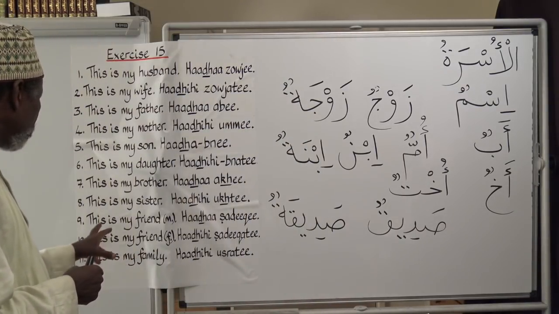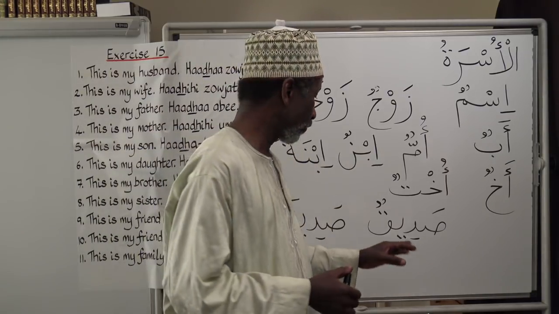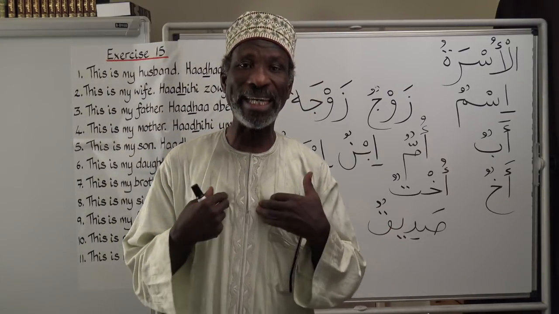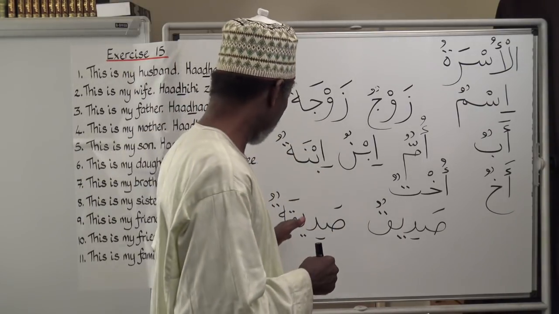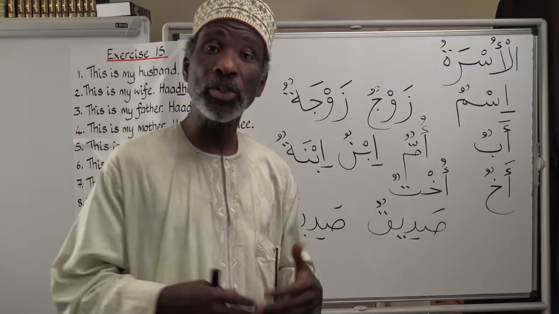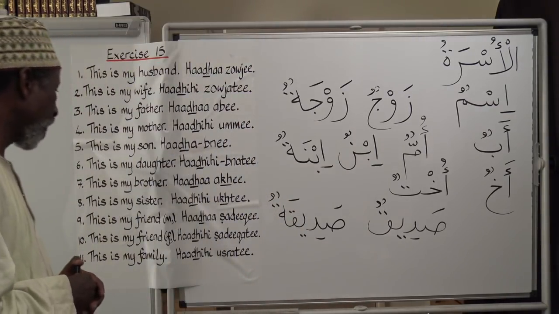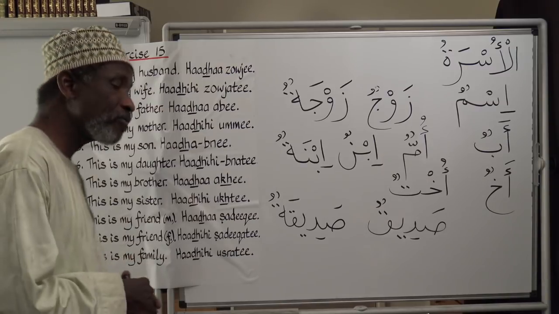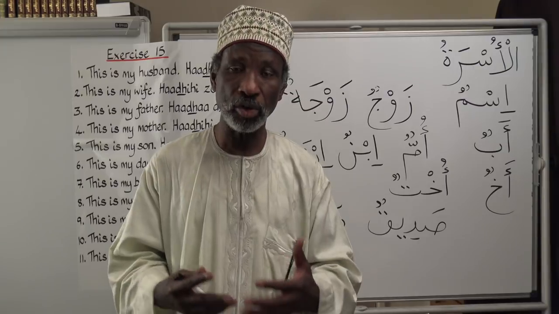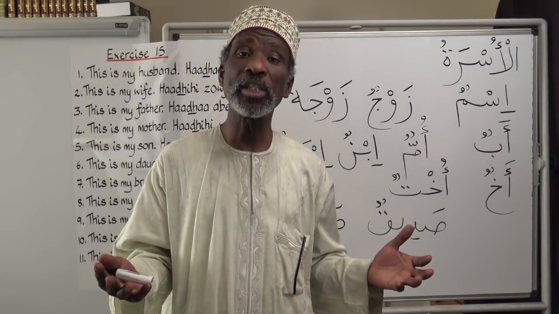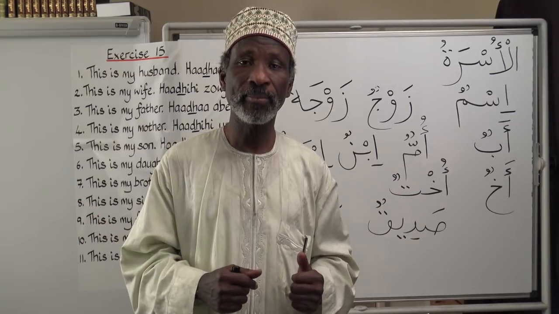Number nine, this is my friend, male friend. You say it's from sadiqun. Sadiqi, hadha sadiqi. If it's a female friend, it becomes sadiqati, hadhihi sadiqati. And this is my family. Usratun is a family, usratun becomes usrati, hadhihi usrati.